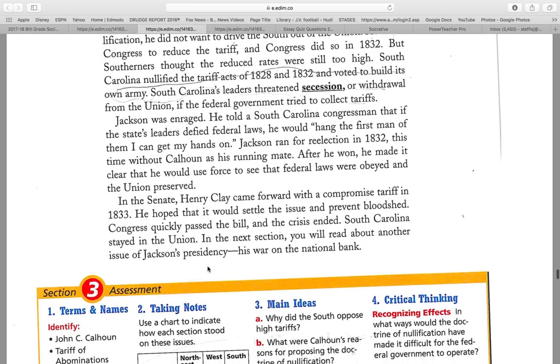In the next section, you will read about another issue of Jackson's presidency, his war on the bank.